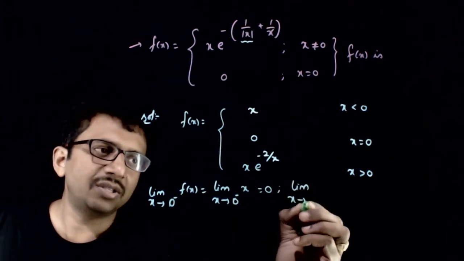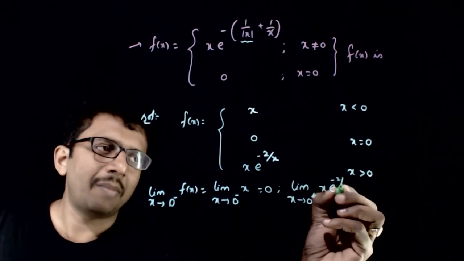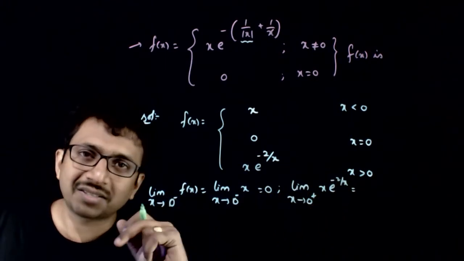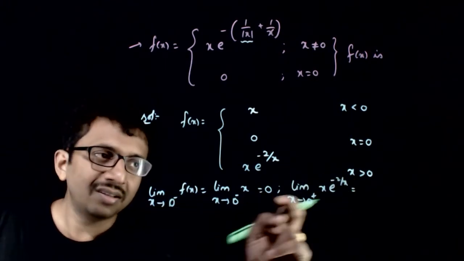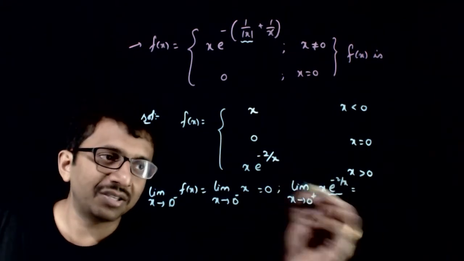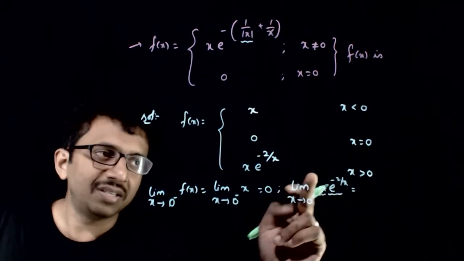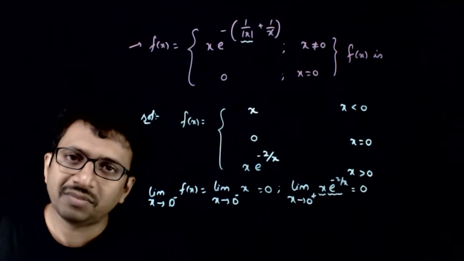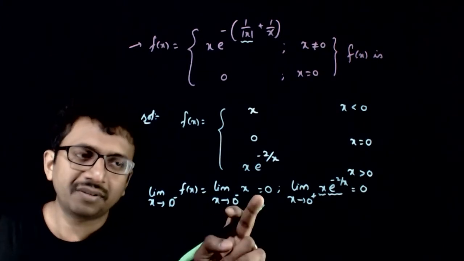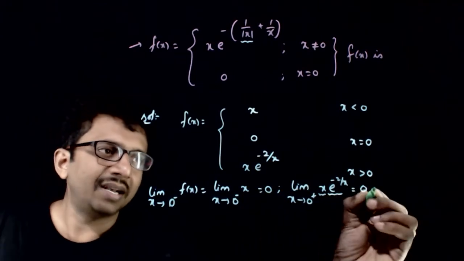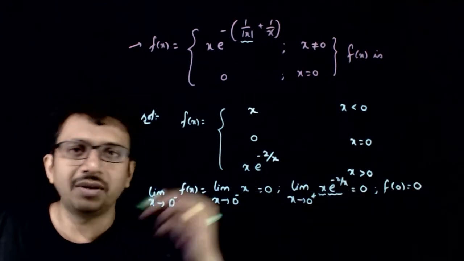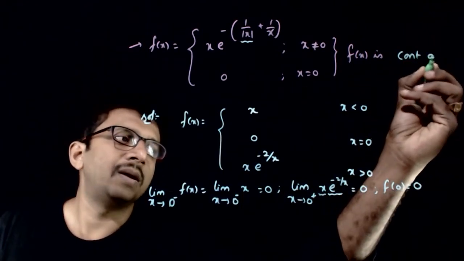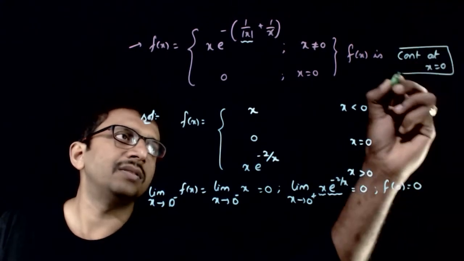Similarly, limit x tends to 0 plus of x e power minus 2 by x is equal to: as x tends to 0, 2 by x tends to infinity, and e power minus infinity tends to 0. This term also tends to 0. 0 into 0 is equal to 0. So now the right limit is 0, the left limit is 0, and the functional value is also equal to 0. Hence this function is continuous at x is equal to 0.